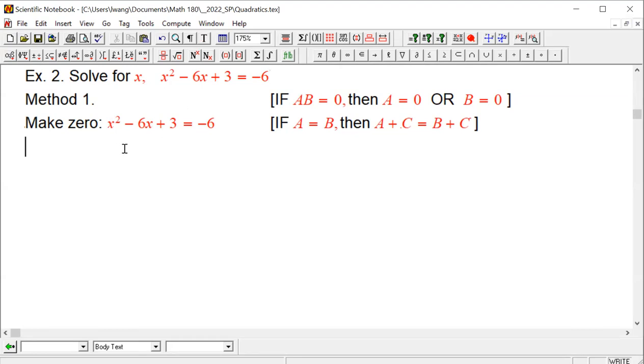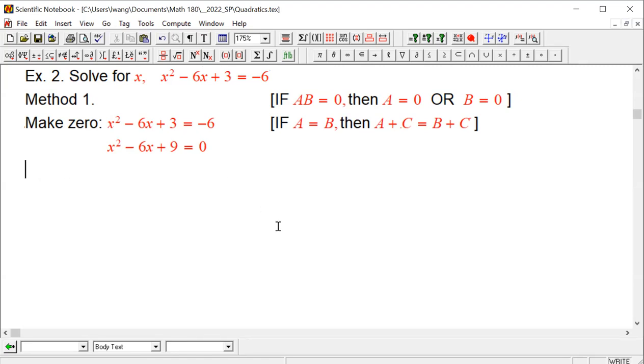So here we go. We're going to make 0 on one side. How do we make 0? There are multiple ways to make 0, but the easiest way here is add 6 on both sides, right? So we're adding 6 on both sides. And as a result, we get x squared minus 6x plus 9 equals 0. And then we're going to do factoring.